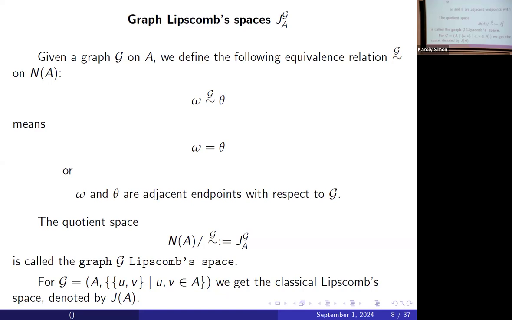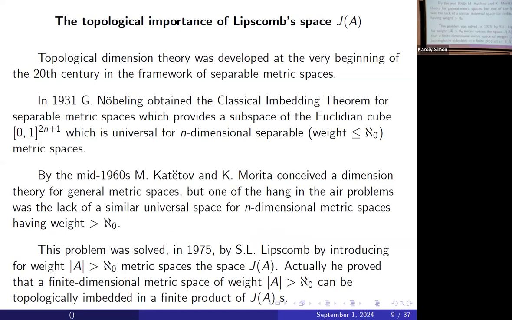When G is maximal, so when we take G to be the set of all subsets with U and V in A, we get the space of Lipscomb, which is denoted by JFA. This is why we call our space the graph Lipscomb space. And I want to say some words about the importance of the Lipscomb space.